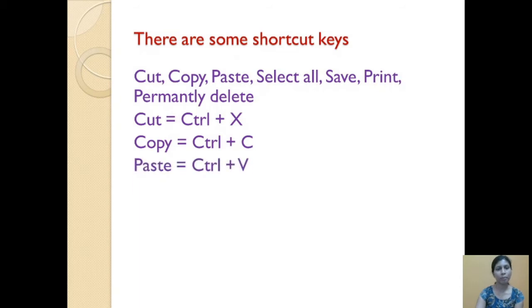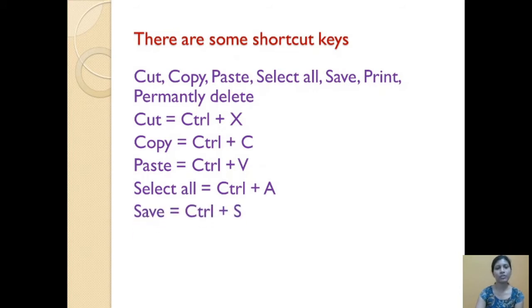Paste. If you want to paste anything, we use Control plus V. Then select all. If you want to select everything, we can use the mouse. Otherwise, there is a shortcut key to select whatever is written on the paper. If you want to select the whole paper, we use Control A for select all.